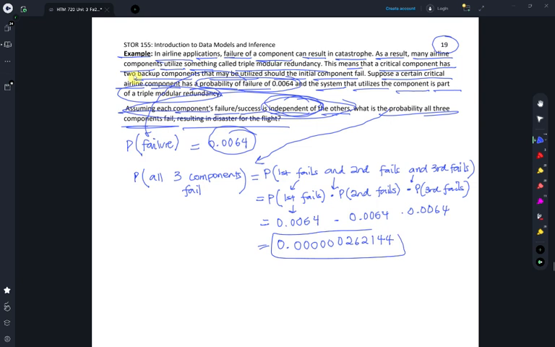This is a very, very unusual probability, which is good in the construction of airlines. This represents a very rare event, that all three would fail.